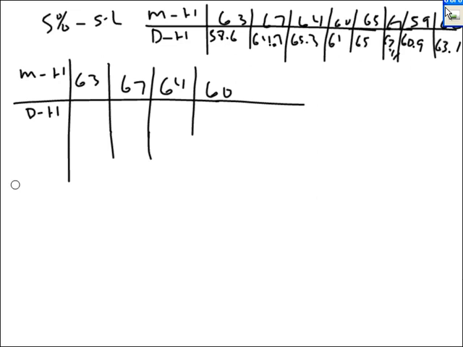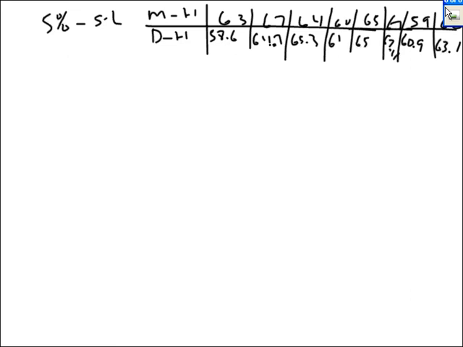I hope it's clear why one number is under another number. We have 1, 2, 3, 4, 5, 6, 7, 8. We talked to 8 mothers and their corresponding daughters. Mom 1 is 63 inches. Her daughter is 57.6 inches tall. Mom number 2 is 67 inches. Her daughter is 64.3, etc. We have 3, 4, 5, 6, 7, 8 pairs.